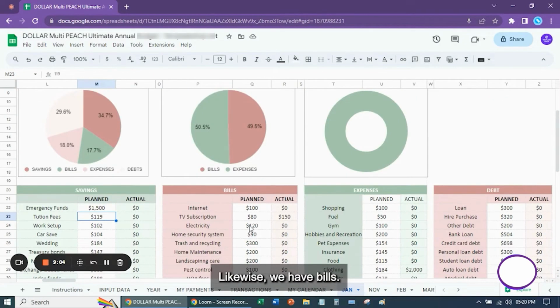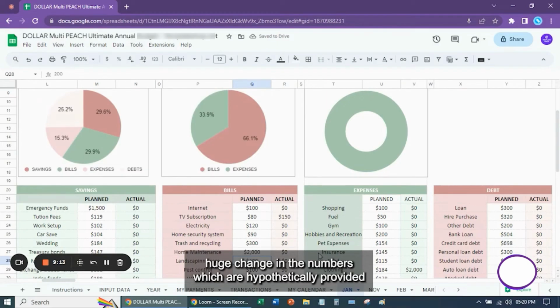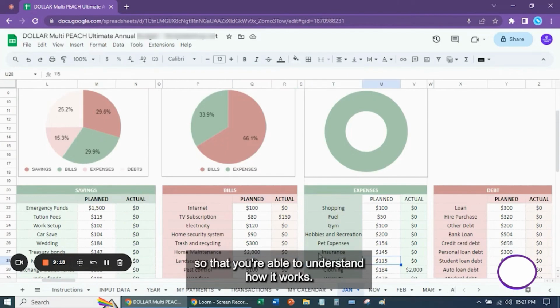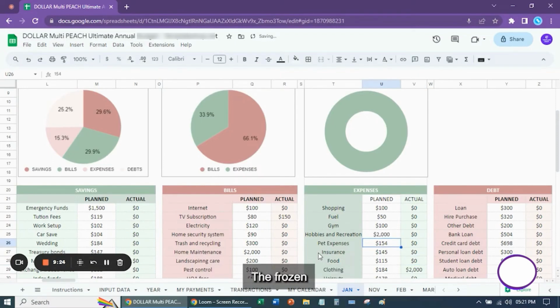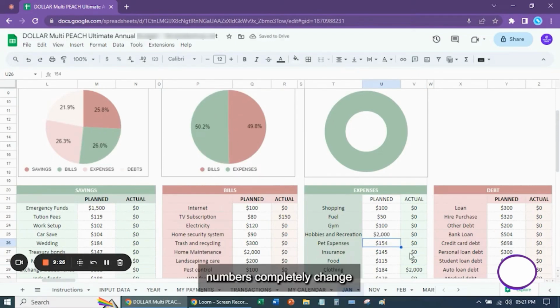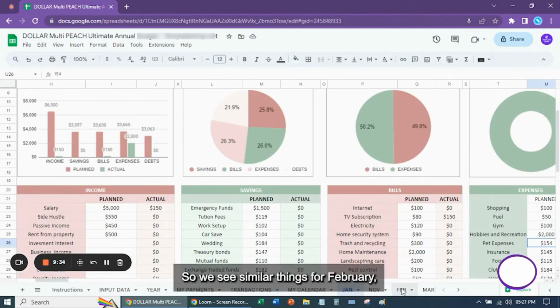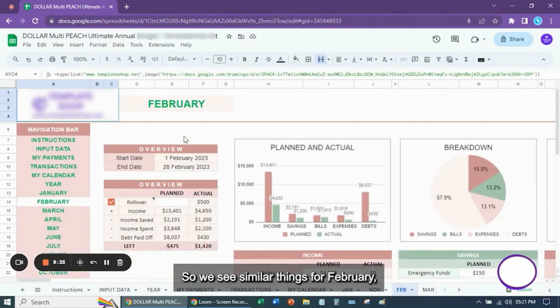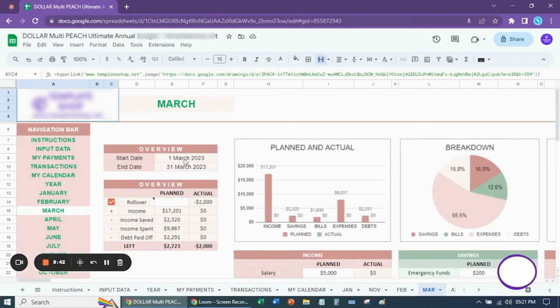Likewise, we have bills. So home maintenance, deliberately making a huge change in the numbers which are hypothetically provided so that you are able to understand how it works. Hobbies and recreation, 2,000. Numbers completely change, as well as the debt. This is on a monthly basis. So we see similar things for February, March, etc. Okay.